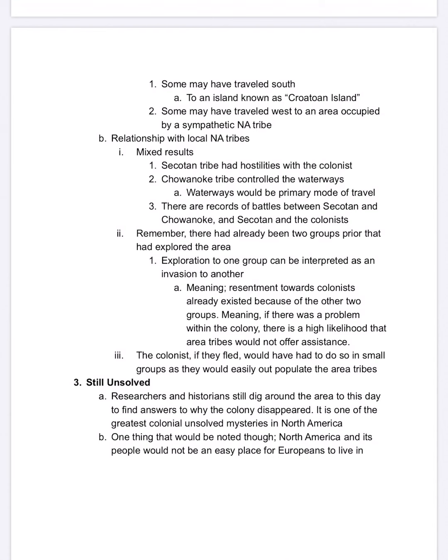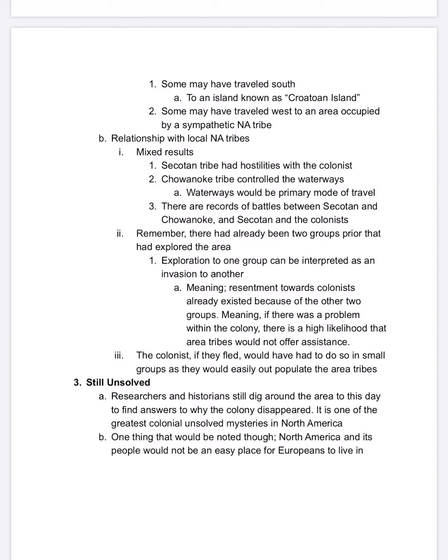So think about it. This is the time before cars, even a time really before wagons and trains. So your main transportation, or the fastest, would be to get on a boat or a canoe or some form of craft and go onto the water. There's also records of battles between the Secotán and Roanoke, and also the Secotán and the colonists. So there are recorded conflicts and skirmishes taking place between all these three groups.